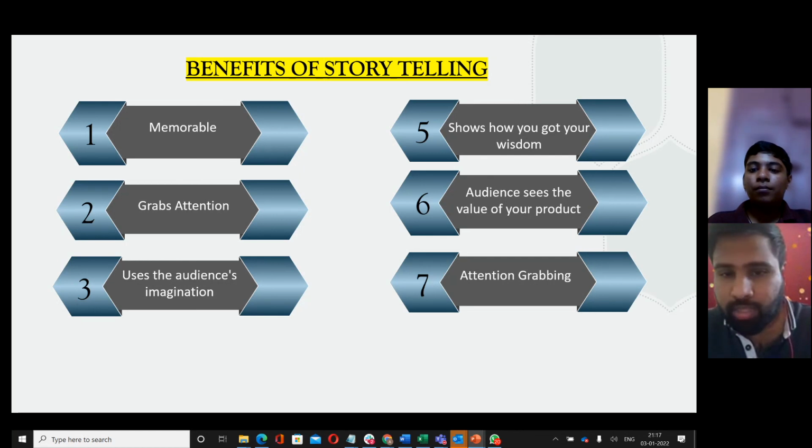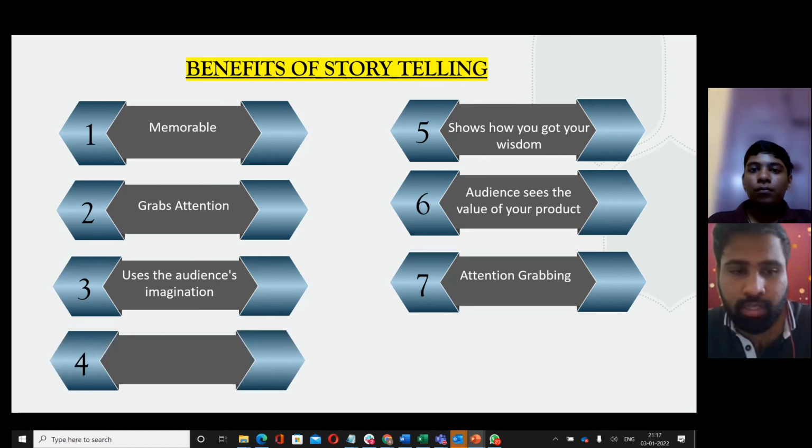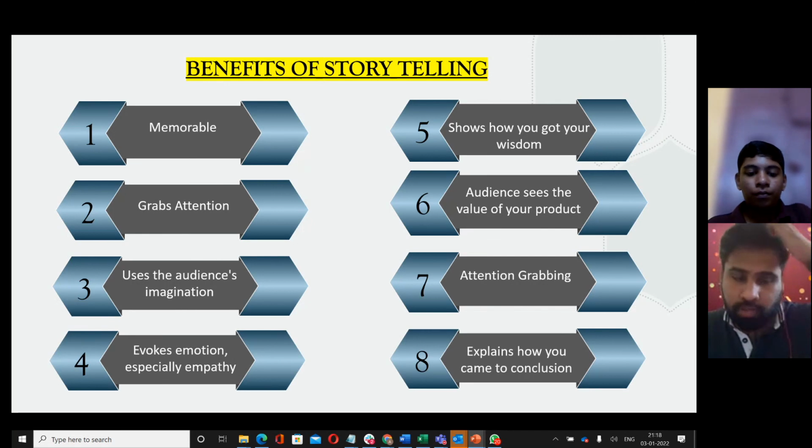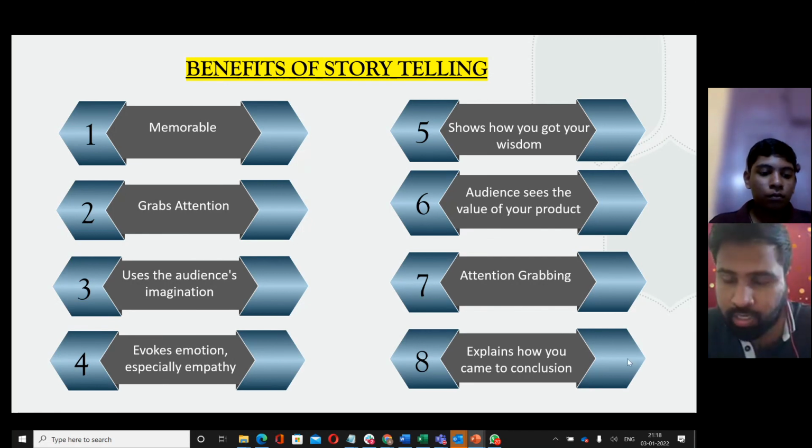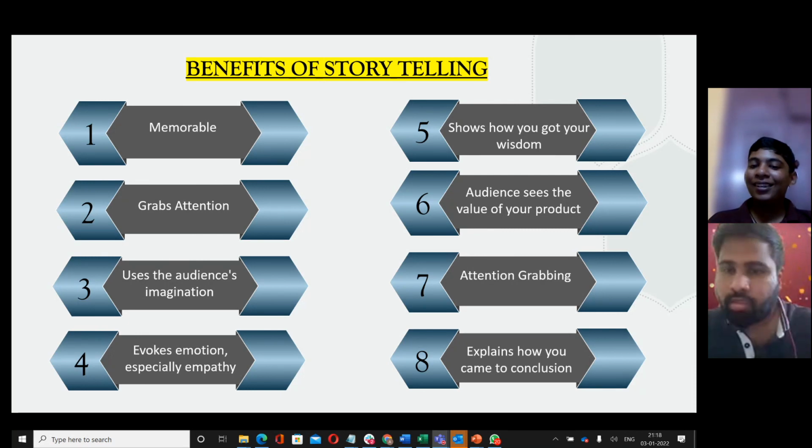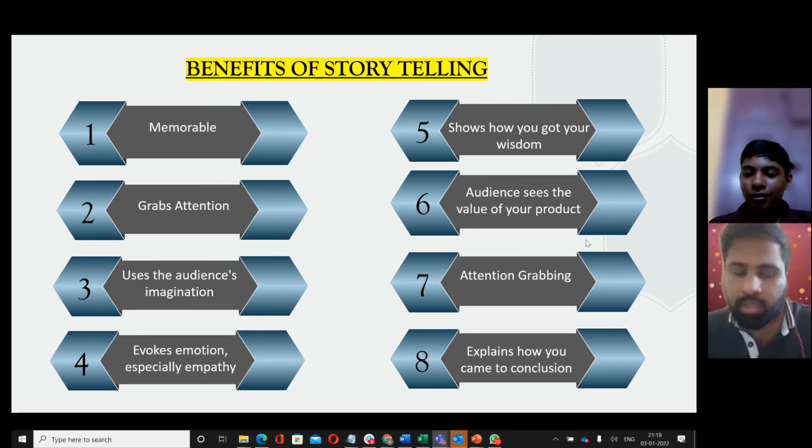Attention grabbing, again the same thing, second and seventh point. Evokes emotion. Now, when you told the story, was it emotional? Did you feel that emotion? Yes, sir. Does it explain how you came to get that idea? The story I told is always justified. Your story only I'm talking about.